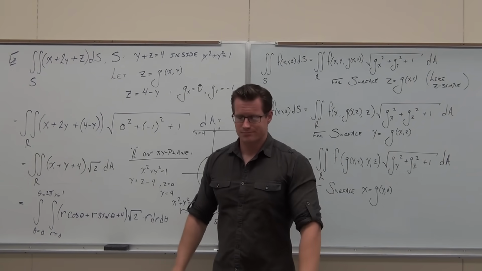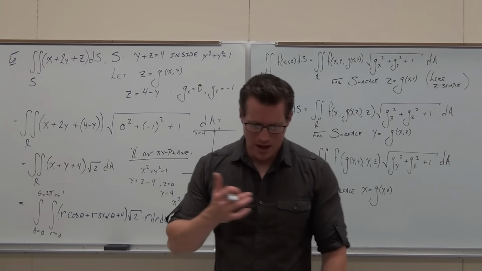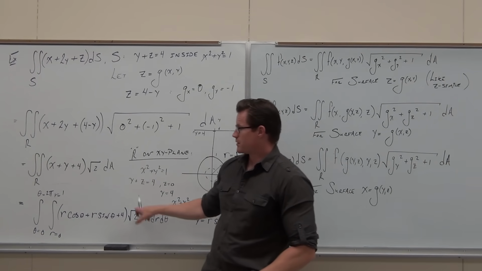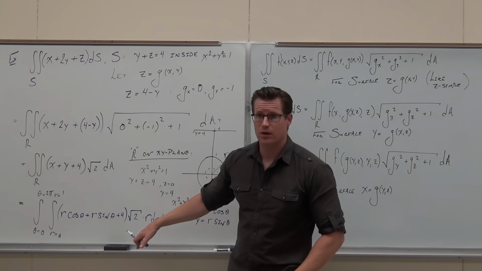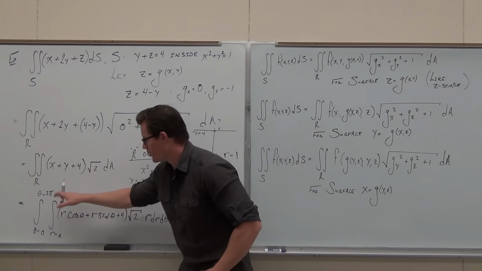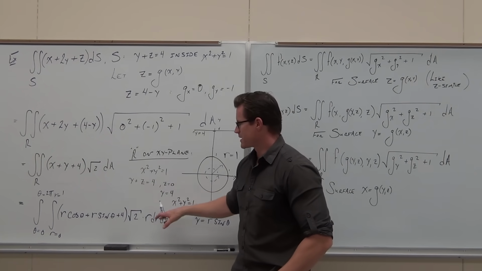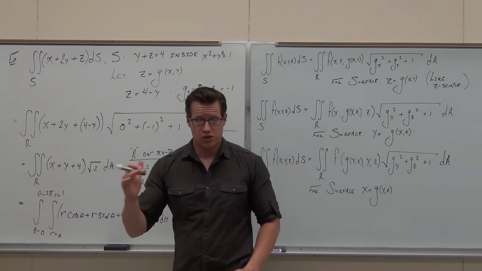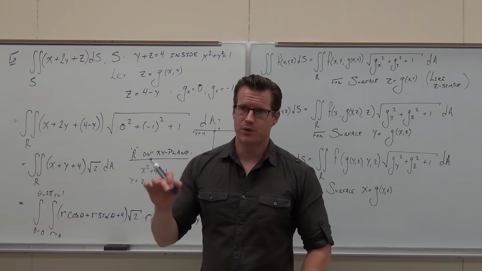This is nice. Now, you work it out. Would you know how to work that out? What would you do? Don't forget the r, distribute the r, integrate with respect to r, plug in 0 to 1, it's going to be kind of nice. Integrate with respect to theta, you've got some sines and cosines in there. 0 to 2 pi, what you should get is 4 root 2 pi.